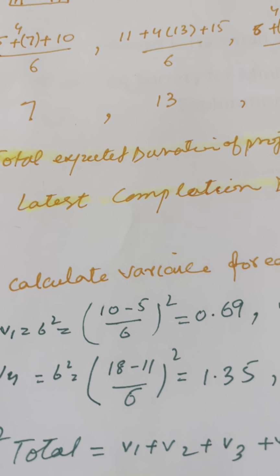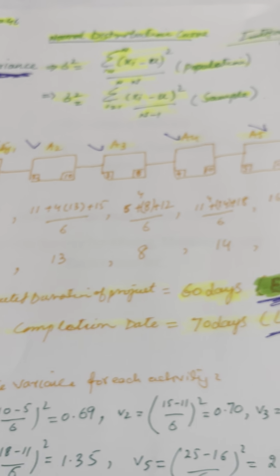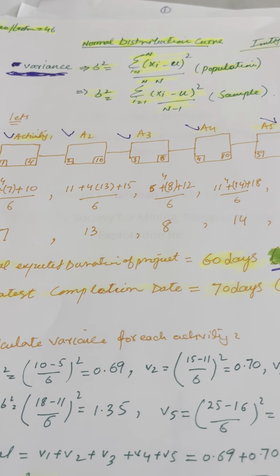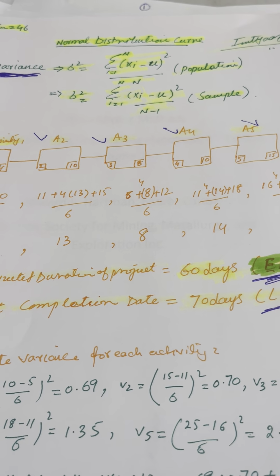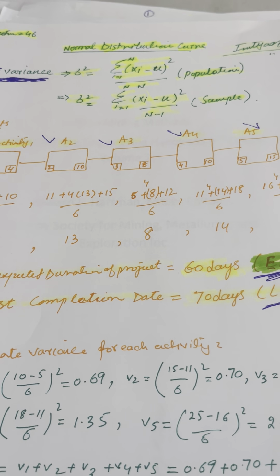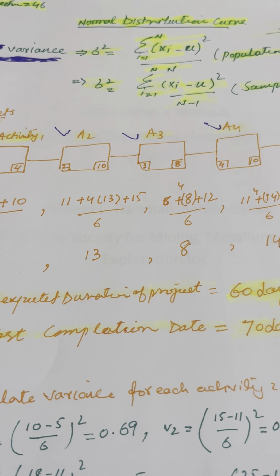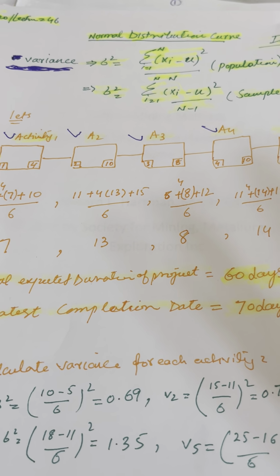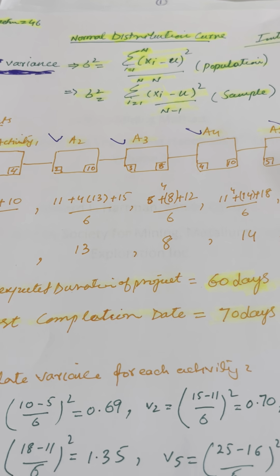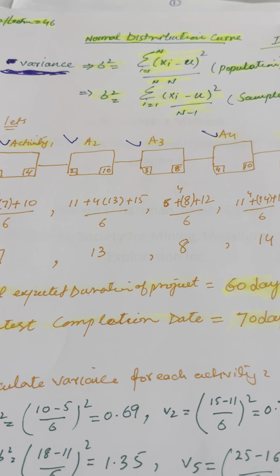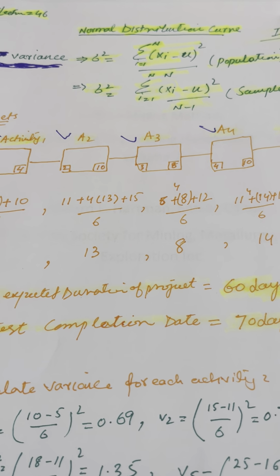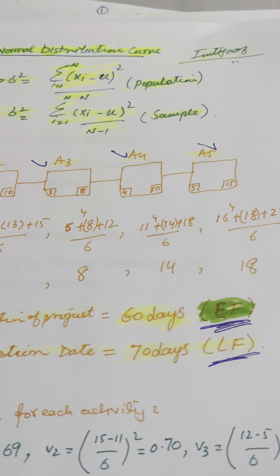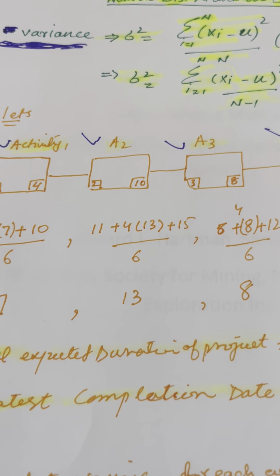Did you understand so far? Normal distribution is a little bit tricky. This is the normal distribution we use for the project completion date, to represent it on the bell-shaped curve and give the probability of chances. Probability is a chance, 50-50, 40-50. So these are the 5 activities on the critical path.